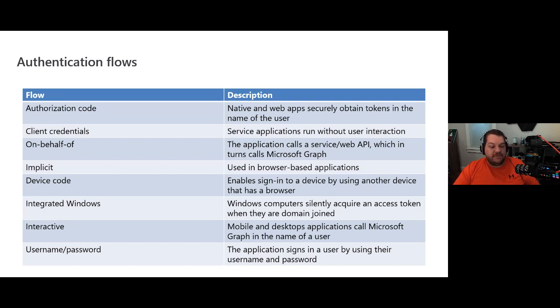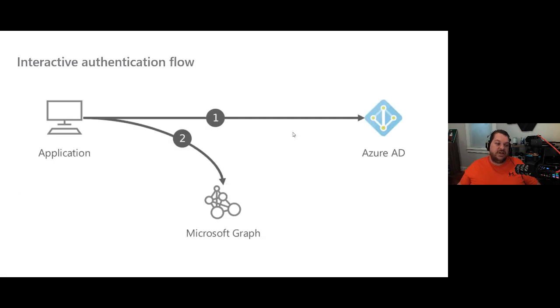We can do on behalf of, which is really interesting if you have a situation like you have an API and your front end handles the interactive login experience. And then the API calls the service on behalf of a different user. We have client credentials where we can run applications without user interaction by using either certificates or other types of credential objects. And we also have one that I really like called device code, which I'll talk about a little bit more in a second. So let's walk through some of these authentication flows.